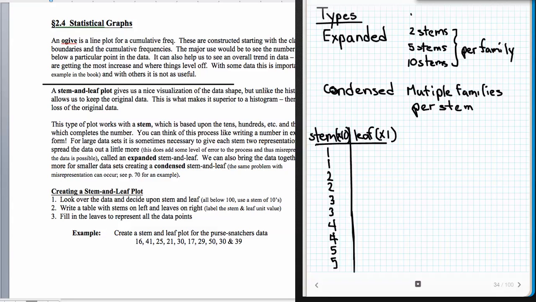So here's an expanded stem and leaf for our data with use of 2 stems. So in the first stem, we would use a 0 through 4, and then in the second stem, you use the digits 5 through 9. And so you see that puts in 0s, 1s, 2s, 3s, or 4s. That's 5 different ones. And in the second grouping, you have 5, 6, 7, 8, or 9, and that again is 5 different digits.